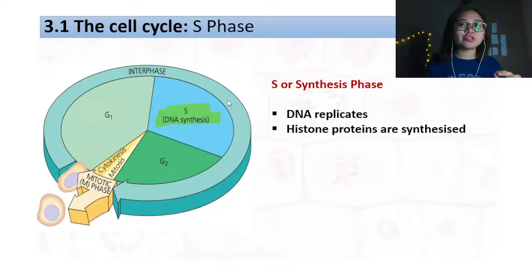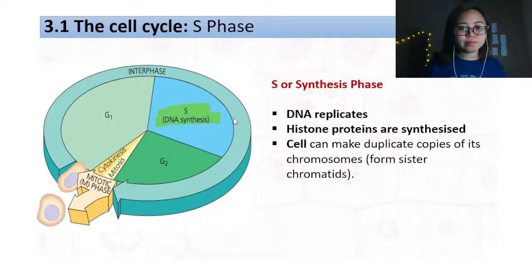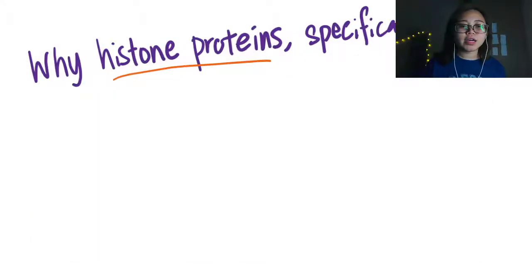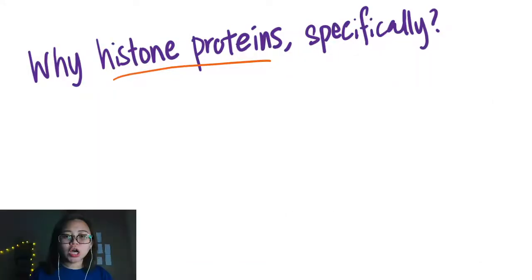Here, histone proteins are synthesized. The cell can make duplicate copies of its chromosomes to form sister chromatids. So, dia daripada satu salinan saja untuk setiap kromosom, dia sekarang boleh ada dua. The centrioles will also appear during this stage. Okay, so let's look at this one.